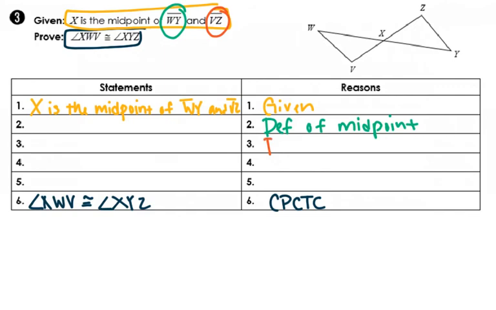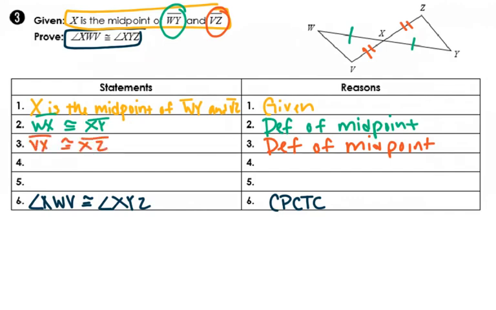And I think some people just forget that if there's two things that it says it's the midpoint of, to make two different statements, and sometimes that's what people mess up on. So if X is the midpoint of WY, then these two are congruent. So WX is congruent to XY. And then if X is the midpoint of VZ, then these two are congruent. So I'm going to say VX is congruent to XZ.